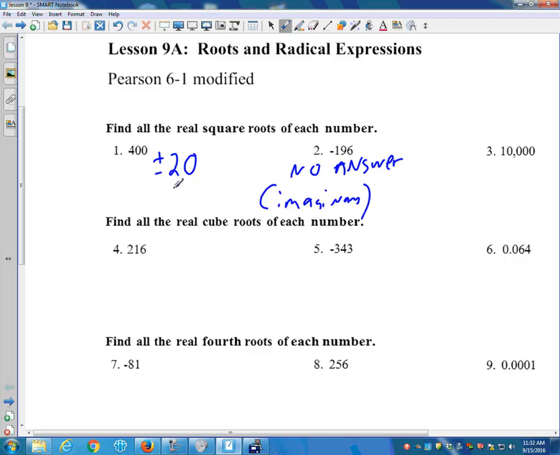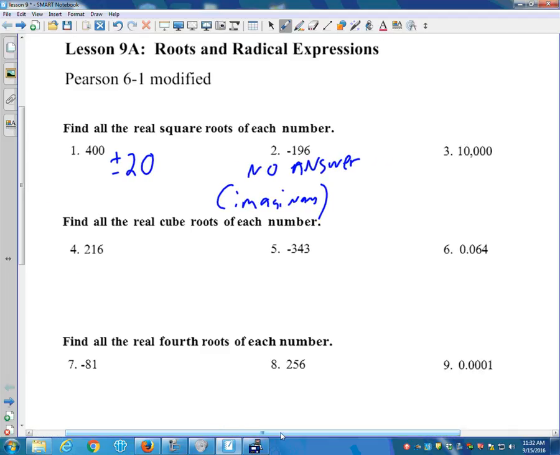How about the square roots of 10,000? 100 and negative 100. Two different answers, aren't they? Because negative 100 times negative 100 is positive 10,000. So that has two answers.